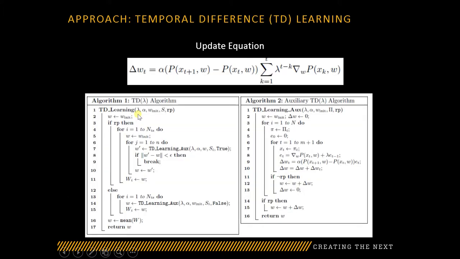For this problem, we would like to use the temporal difference learning algorithm. In the TD algorithm, the update equation is given like this, and it incrementally updates W by taking the temporal difference in predictions. Here, lambda takes values between 0 and 1, and TD can be thought of as a generalization of the Widrow-Hoff procedure for lambda equals 1. This update rule is implemented in algorithm 2 in an efficient way.